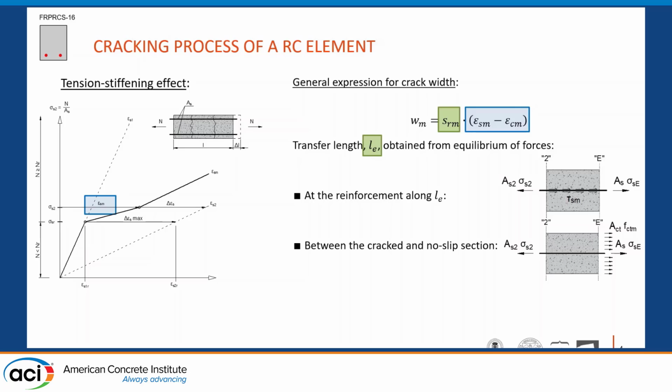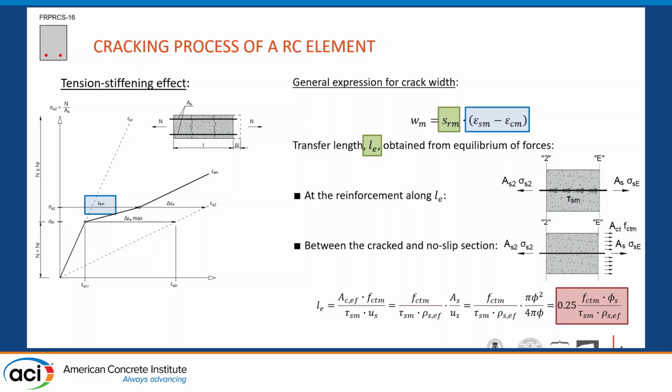To obtain this transfer length, we can mechanically obtain it from equilibrium of forces based on two different things: the equilibrium of forces at the level of the reinforcement, and in between the cracked and the non-slip section. If we do this calculation, we obtain the typical value for the transfer length that I think is known to all of you. That usually depends on these factors, and what the codes usually say is that we give a normalized value for the tau depending on the fctm.